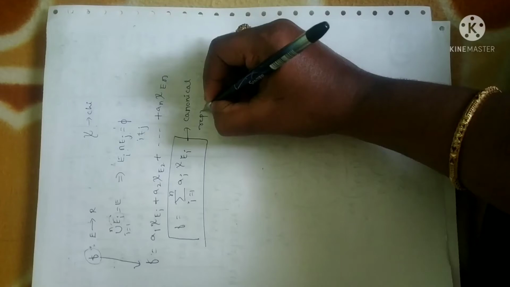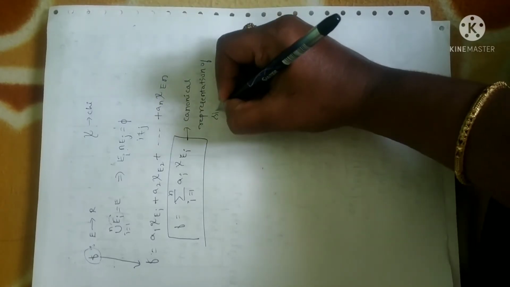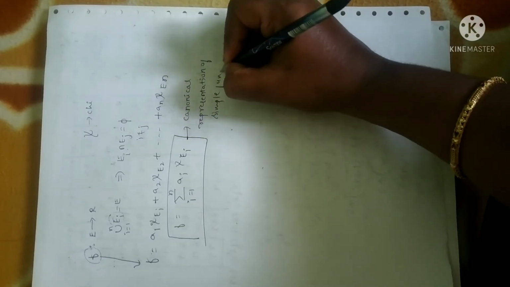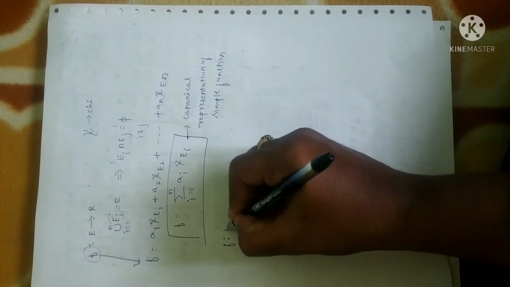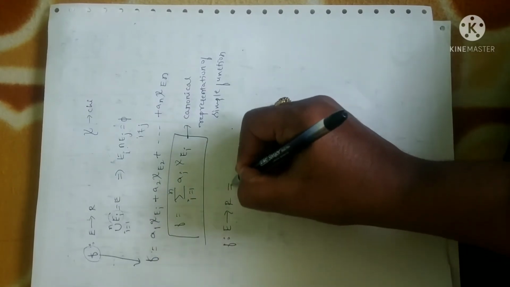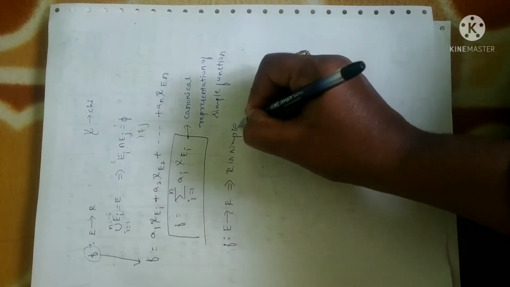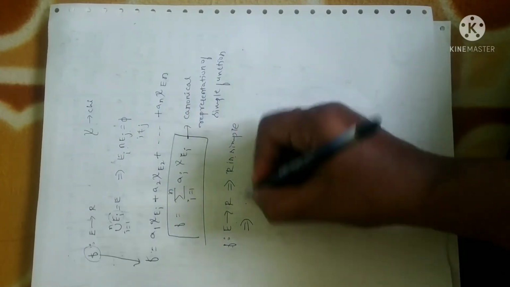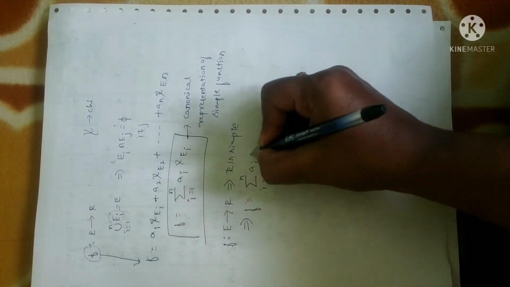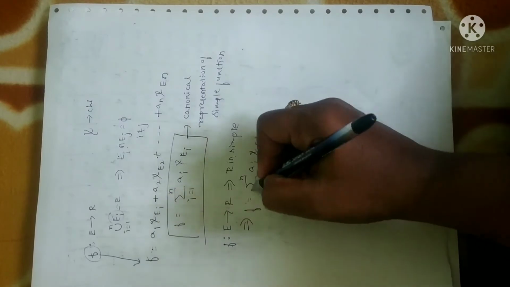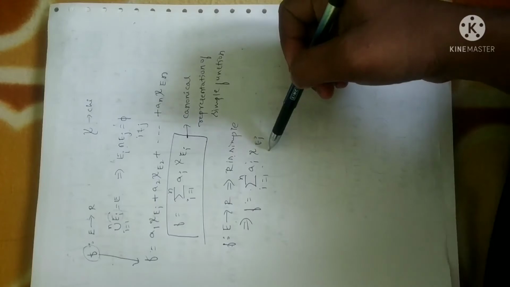Canonical representation of a function, simple function. Clear? And further, if f is a function defined from E to R, and f is simple, I can directly write f as summation i equal to 1 to n ai into chi of Ei. The meaning of the canonical form of a simple function is: the minute I say f is simple, I can apply the canonical representation.